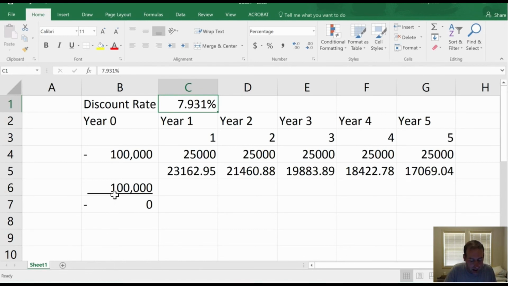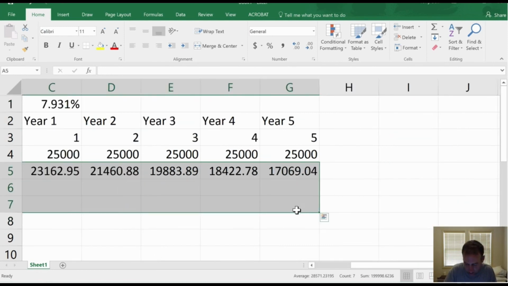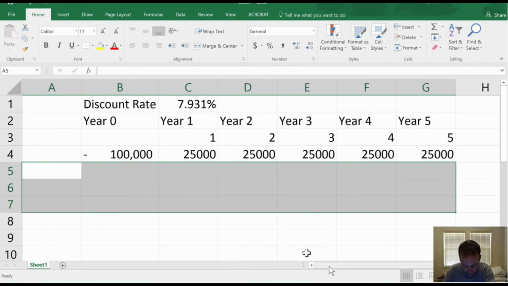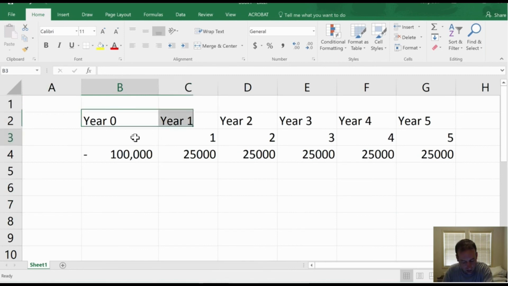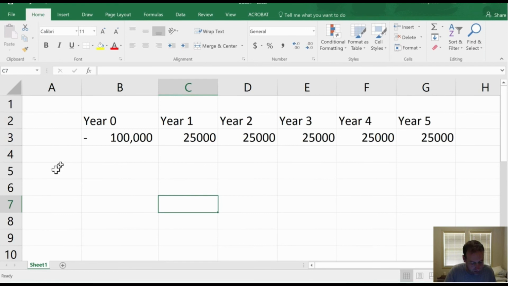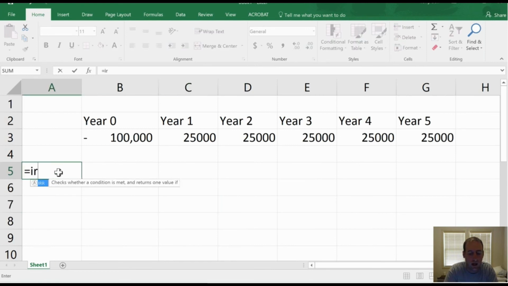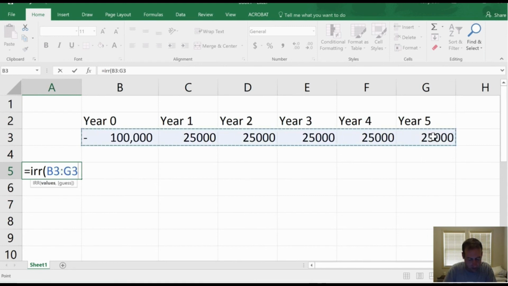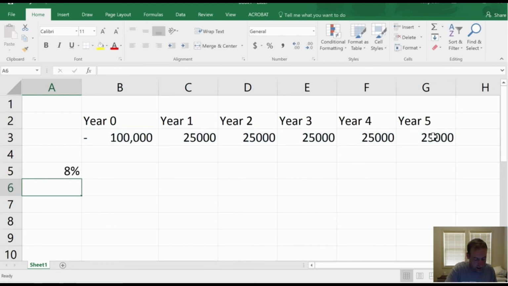So how are we going to do this then? Well, thankfully, your calculator, you can solve for interest rates with a financial calculator, and even easier in Excel. So let's just delete all this stuff. I'm going to delete this. And I don't even need that row. So all I have to do is lay out my cash flows, and I go equals IRR bracket. And then you just highlight your cash flows. There's my cash flows. Close the bracket, you hit enter.